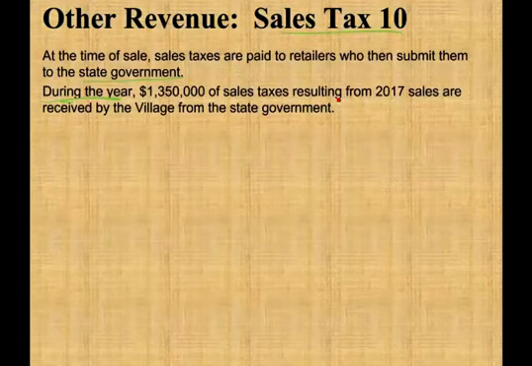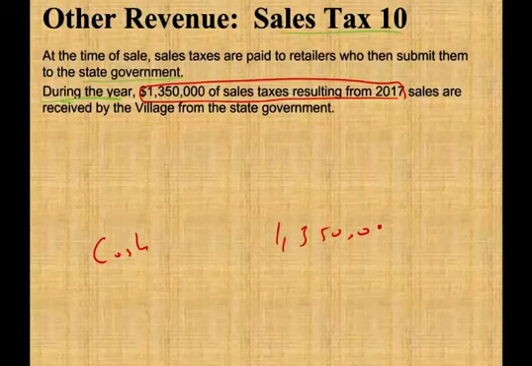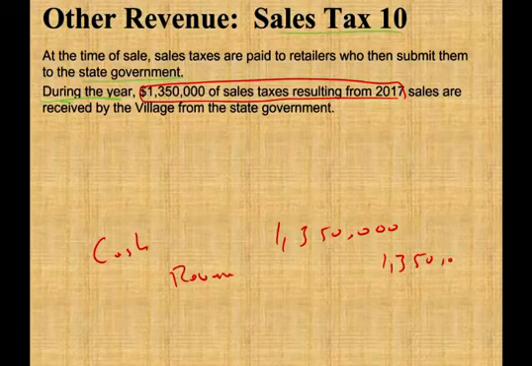Okay, so during the current year, 1,350,000 of sales tax resulted in 2017. So this is during this year. Sales tax is received by the village from the state government. So we receive this amount. So obviously we're going to have to debit cash 1,350,000, credit revenue, and this is from sales tax revenue, 1,350,000.